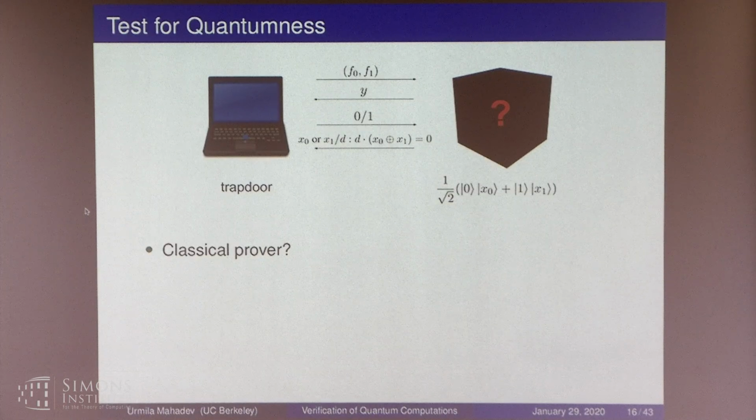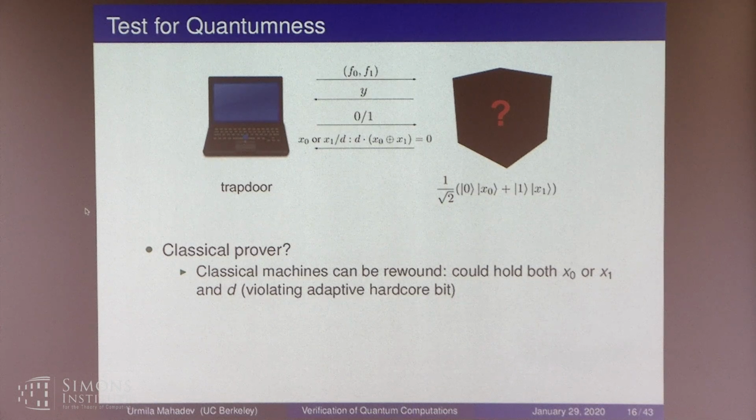What would happen is, if a classical machine could pass the test, we could rewind the classical machine and run it on both a pre-image test and an equation test. If you do that, then it'll hold both either X0 or X1 and a string D which satisfies this equation, which means it's learning a single bit of the other pre-image and therefore violating the adaptive hardcore bit. So what this says is that it's computationally difficult for a classical machine to pass the test. If it passes the test, it's breaking learning with errors.